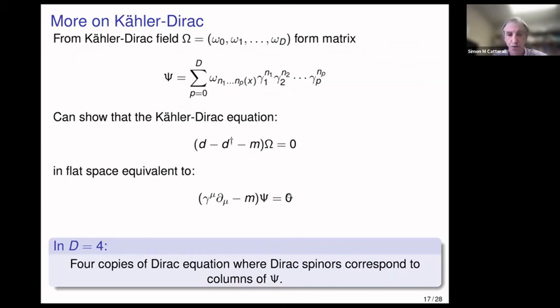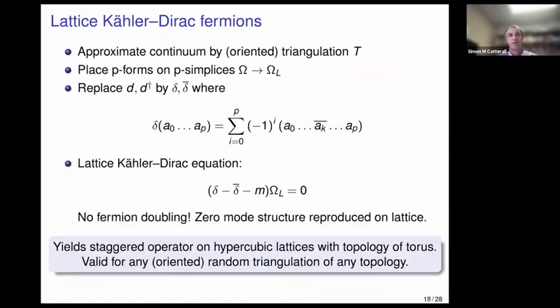So basically, since the matrix in 4 dimensions, for example, has 4 columns, it just gives me 4 degenerate Dirac spinors with the same mass. Okay, and in flat space, it's just fully equivalent to that. All right. The nice thing about Kähler-Dirac fermions, though, is that I can discretize them in a very elegant way, which preserves a lot of the structure of the continuum equation, which is not true generically when you discretize fermion theories. So I can approximate the continuum by some triangulation.